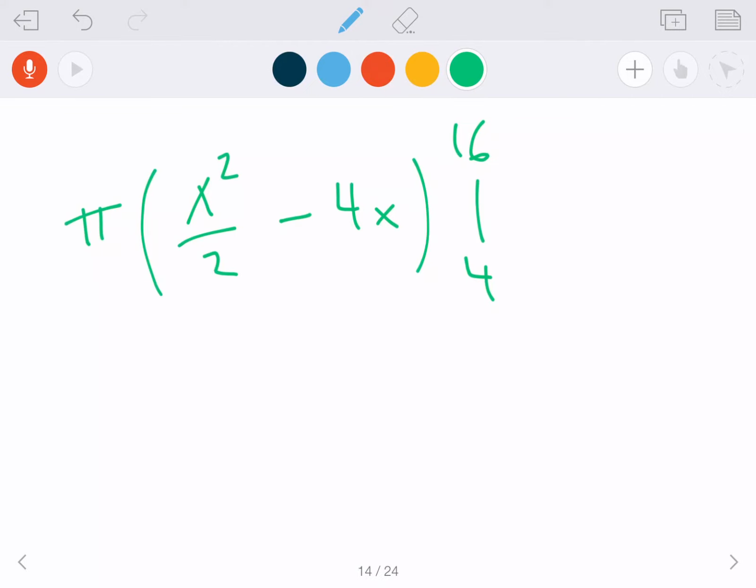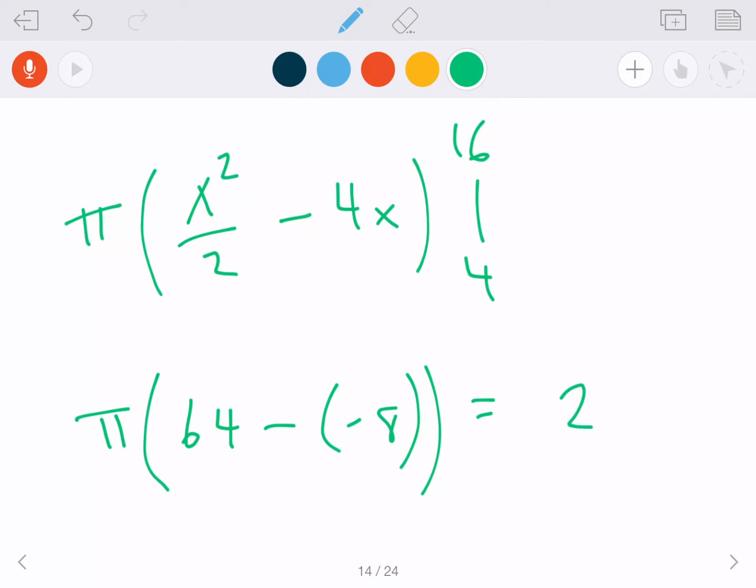And again, it's just tedious plugging those things in, but we can do it. If I plug 16 into this, I'm going to get 64. And if I plug 4 in, I'm going to get negative 8. And yes, I did that arithmetic earlier because that's not really the point of this lesson. You get 72 pi. Let's do another one.